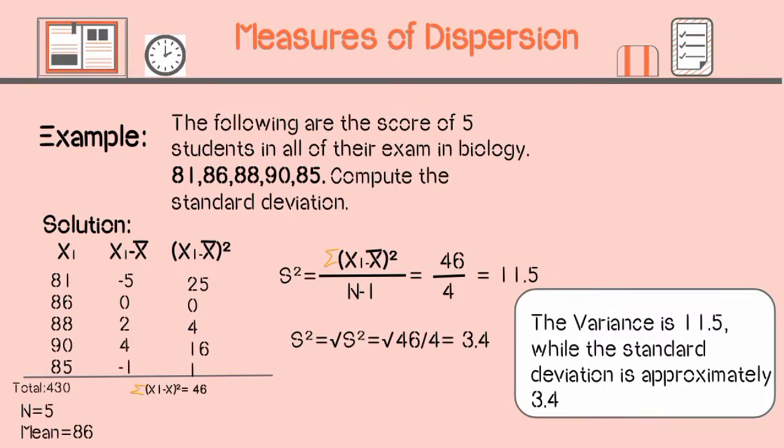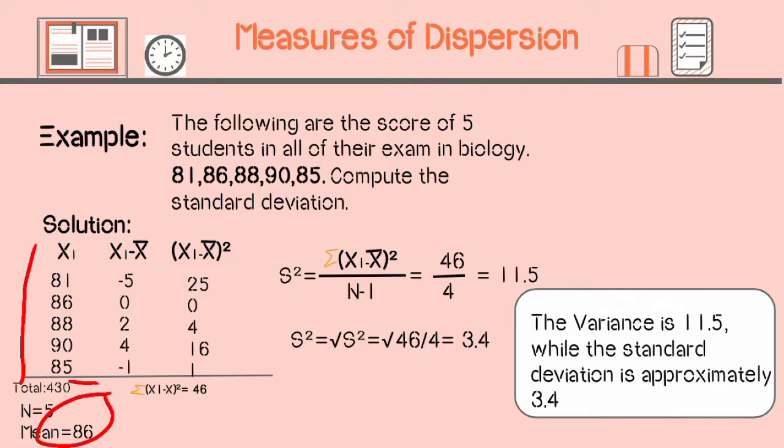Example: the following are the scores of 5 students in their exam in biology: 81, 86, 88, 90, and 85. Let's compute the standard deviation. To compute the standard deviation, we're going to make a table like this. So, 81, 86, 88, 90, and 85 with a total of 430. So n equals 5. We divide 430 by n to get the mean. 430 divided by 5 is equal to 86.